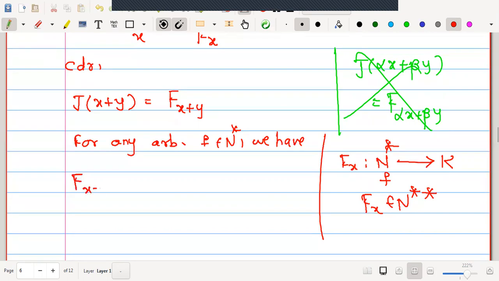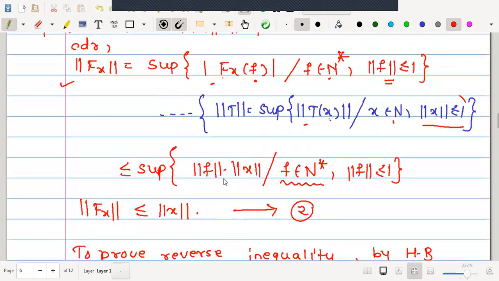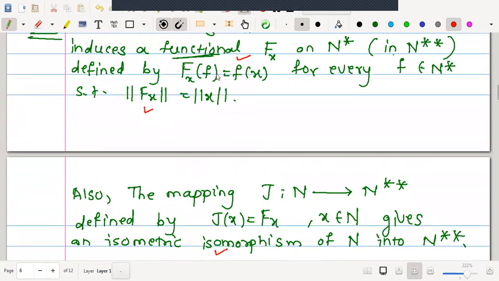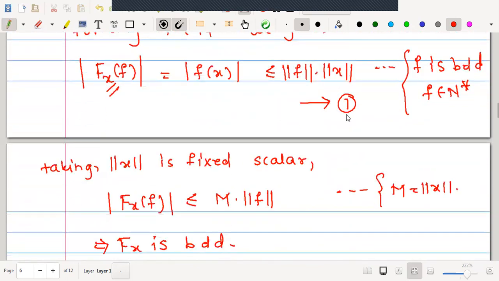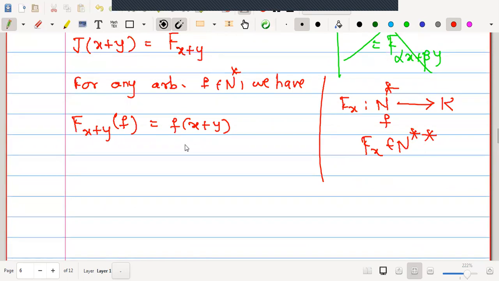We will apply f of x plus y on f. What will be that? According to the definition, let us check the definition again. Yes, fx of f is f of x, that is the definition itself. Therefore, I am just using the definition to prove the linearity of J. Therefore, f of x plus y on f is f of x plus y.